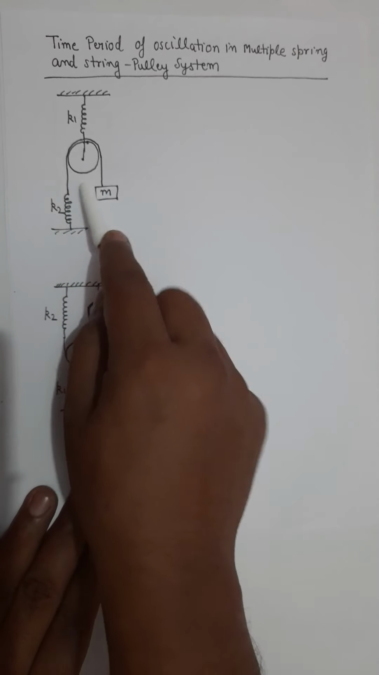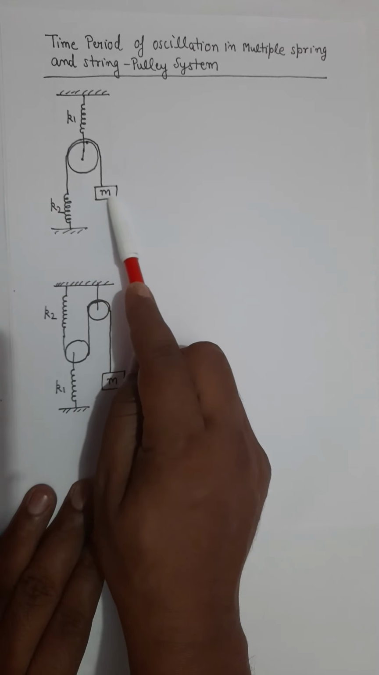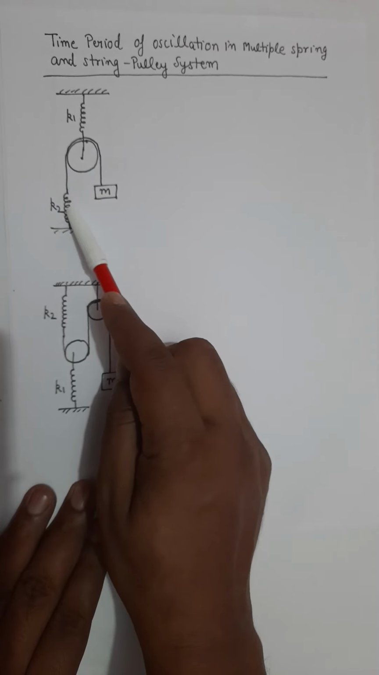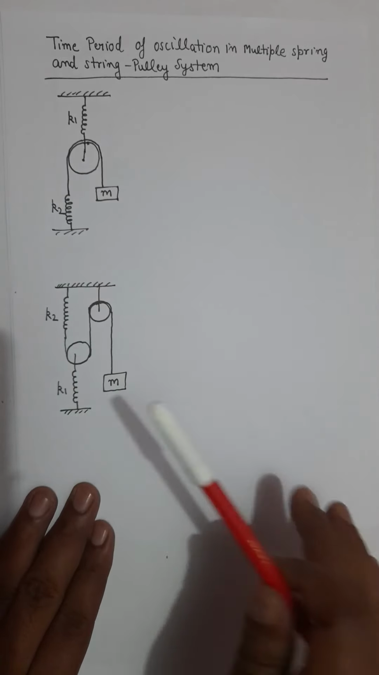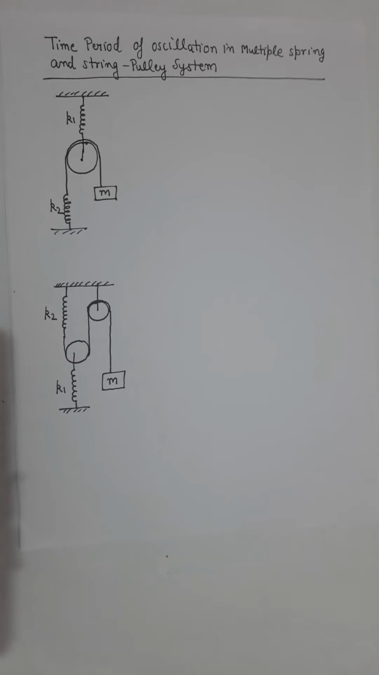Now in the first question we want the time period for this mass m. That is my first question. What is the time period for oscillation of this small m? I assume both springs to be ideal. In all my problems, I will assume the springs to be ideal, the pulley to be ideal, the string to be ideal. Everything is ideal. And I want the time period.